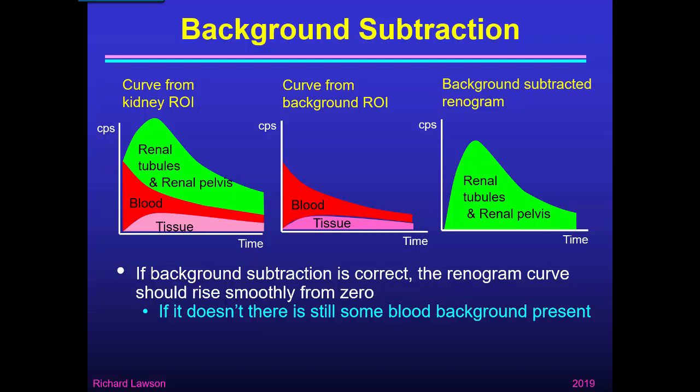So we hope for a curve like the green one on the right, which starts from 0 and rises smoothly to a peak. If we have something that looks like a curve on the left that starts above 0, we know there must still be some blood background present, because the blood is the only component that starts above 0 at time 0.